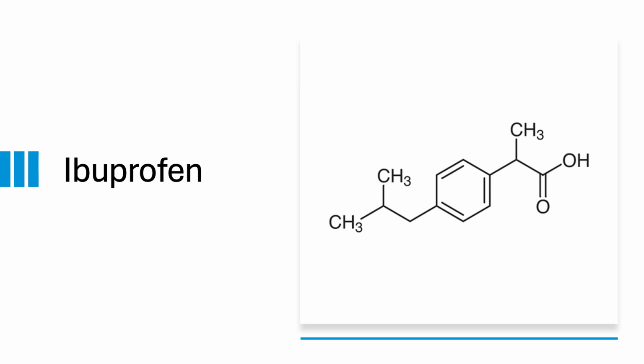So we start by drawing the structure of the benzene ring first, and then we'll add an isobutyl group at the 4th position and a propanoic acid group at the first position. So let me demonstrate how to do this.